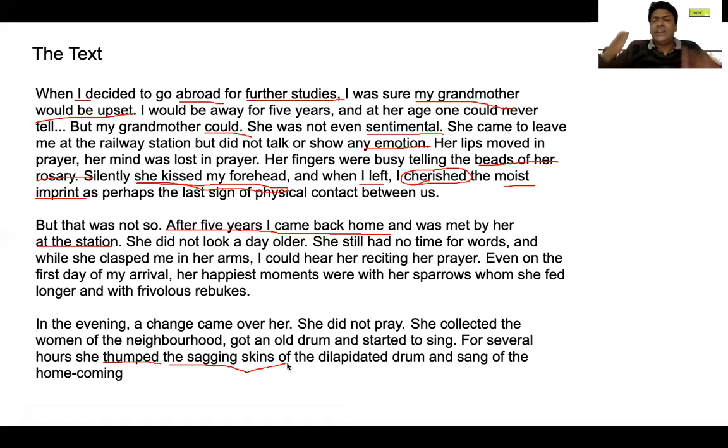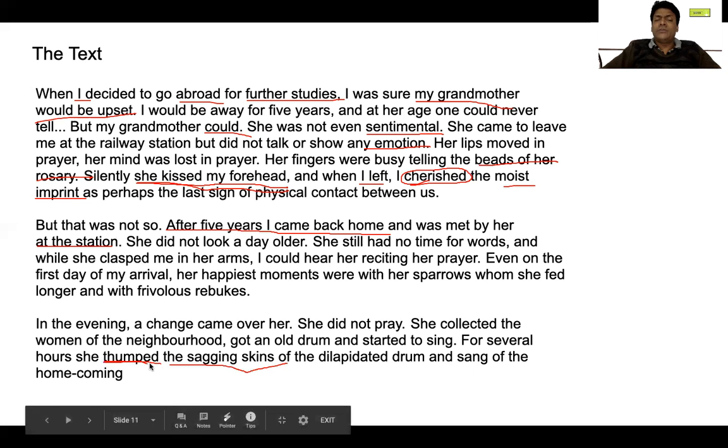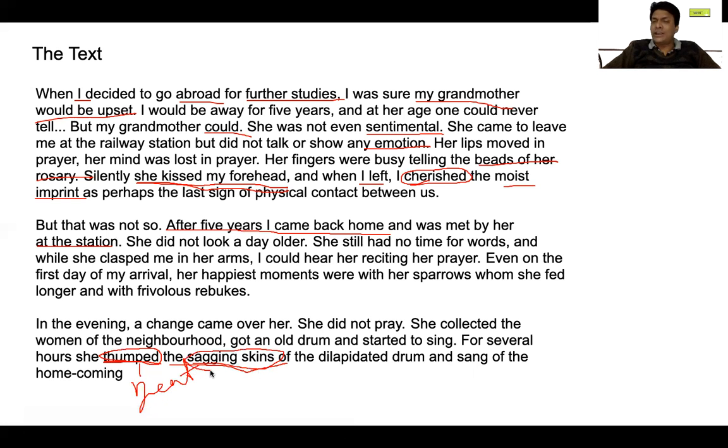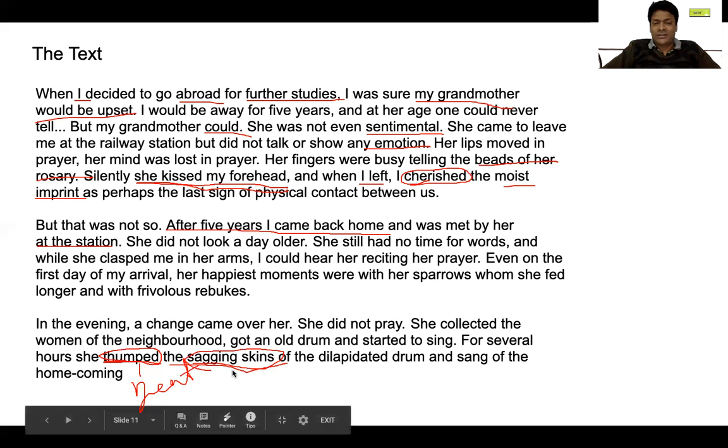Thumbed means what? Beating, right? She beat the sagging skins of the dilapidated drum. So what do you mean by thumbed? Thumbed means beat. And what do you mean by the sagging skin? The sagging skin is called loosened skin, right?